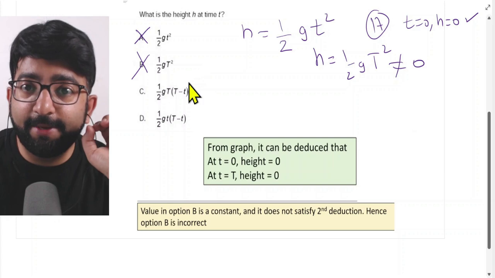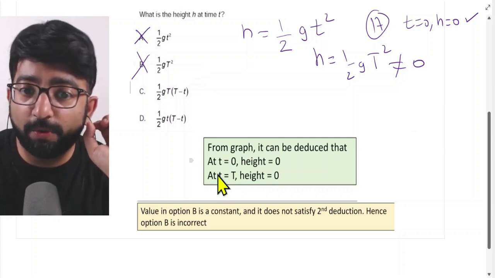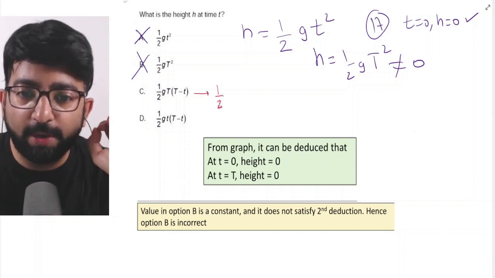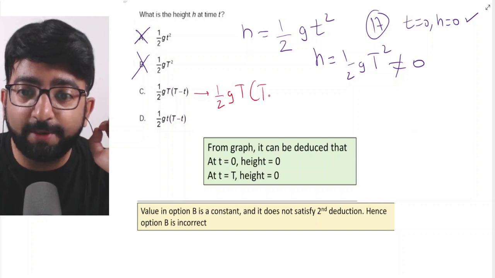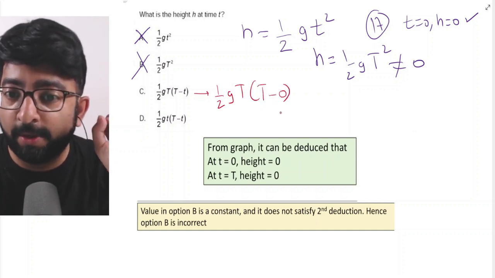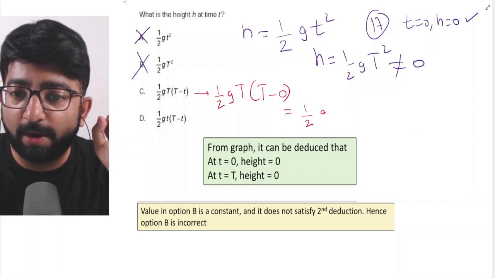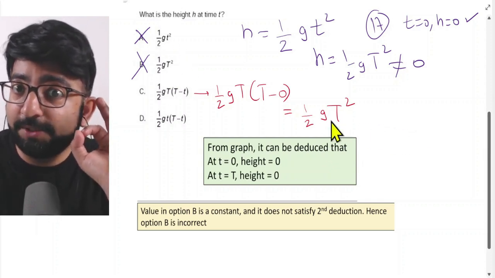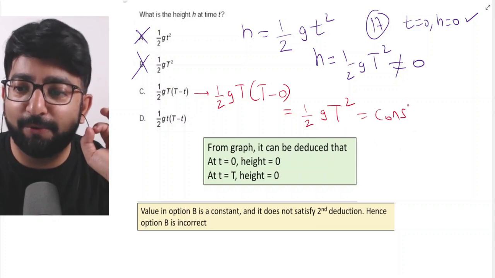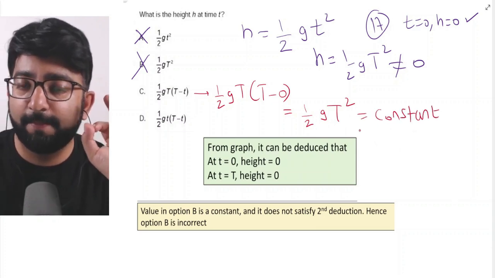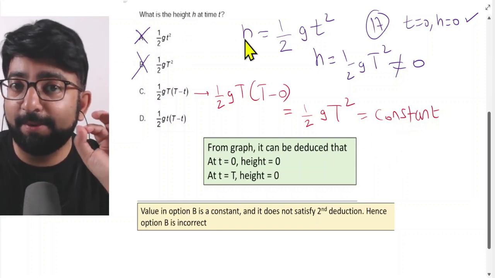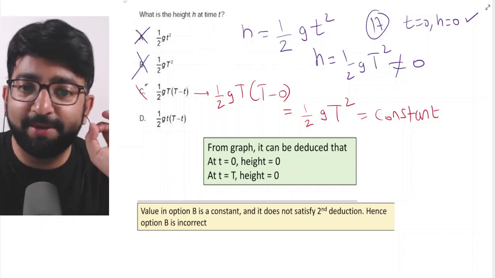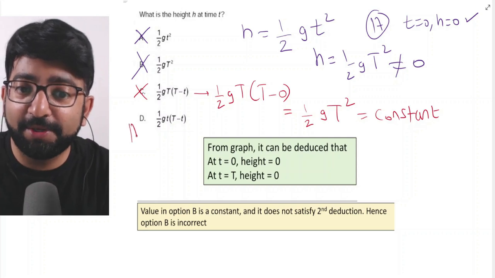Now let us look at option C and let's try to put the condition time t is equal to 0. So if we put time t is equal to 0 in option C, let's see what we get. Half g capital T into capital T minus 0, since time we are considering as 0. So if we simplify this expression, we will get half g capital T square, which is the same expression which was there in option B. Now, half g capital T square is a constant value. Capital T is a constant. Now, which is not possible because the height at a particular time t cannot be a constant. It has to change depending on small t, which means even option C is incorrect. Which means we are left with option D, which is the right answer.